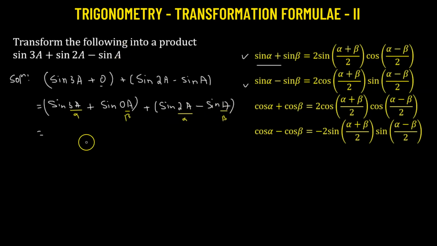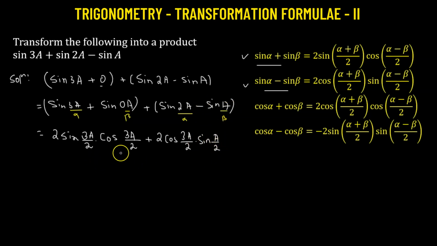So this is now going to give us 2 times sine of angle, so we have 3a plus 0a, so that's going to be 3a, divided by 2. Multiplied to cosine of alpha minus beta, so that's 3a minus 0a, which is going to be 3a over 2. Added to, now we have to use the difference of the sine function, so that's going to be 2 times cosine of angle, so 2a plus a, that's going to be 3a divided by 2. Multiplied to sine of angle, so 2a minus a, that's alpha minus beta, that's going to be simply a divided by 2.